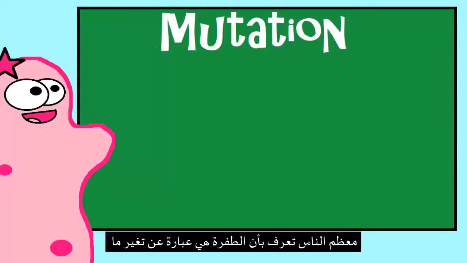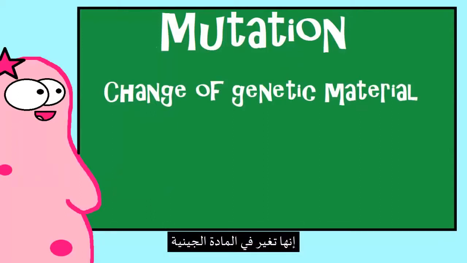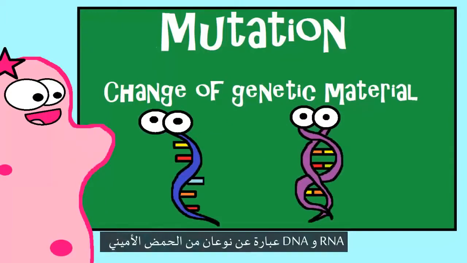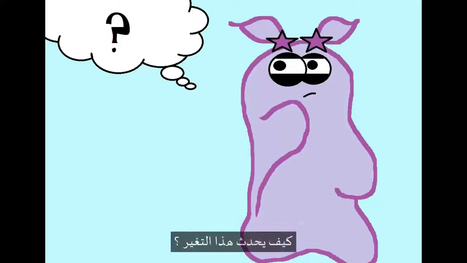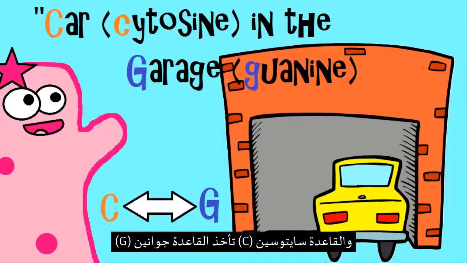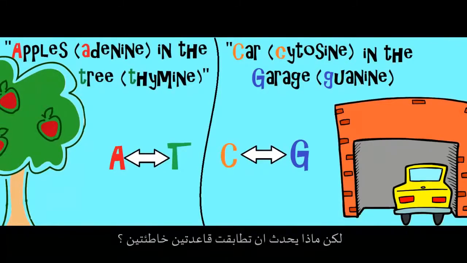Most people understand that a mutation is some kind of change. It is a change of genetic material, and more specifically, a nucleic acid. RNA and DNA, they're both types of nucleic acids. So how does a change happen? Remember that in DNA, the base adenine, A, goes with the base thymine, T, and the base cytosine, C, goes with the base guanine, G. And that's all good, but what happens if the wrong base matches up?